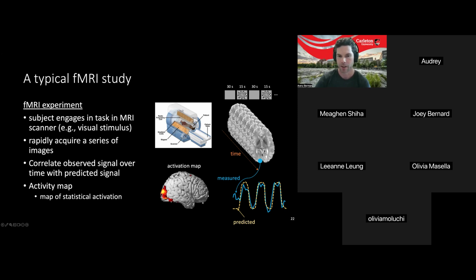And then we can generate a brain activation map, which is not really a map of how much the brain activated, however you define activation, but it's really a map of statistical activation. So what areas were statistically correlated with our prediction? And that's what a typical fMRI experiment consists of.